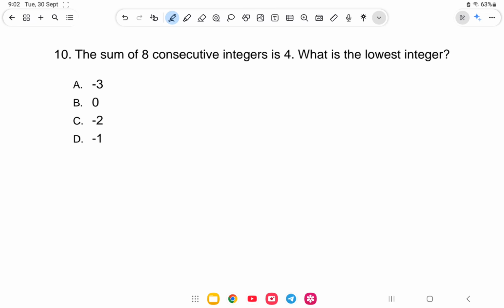So the last question for today is shown here: the sum of 8 consecutive integers is 4. What is the lowest integer?